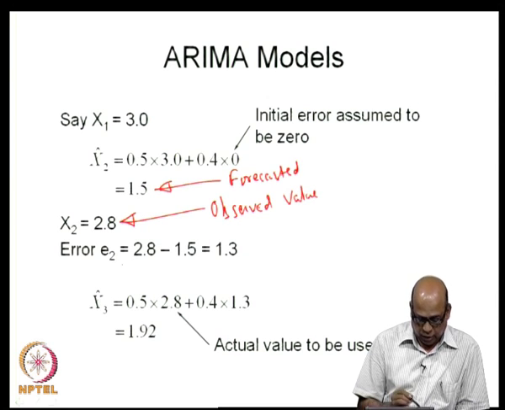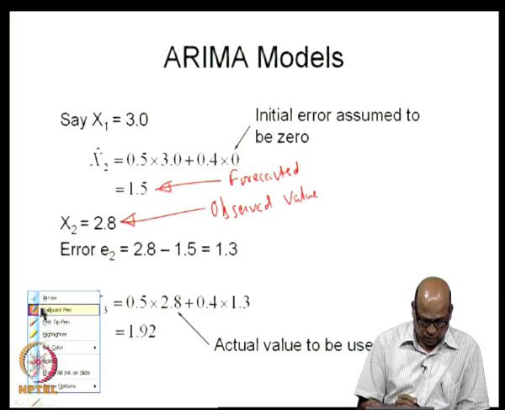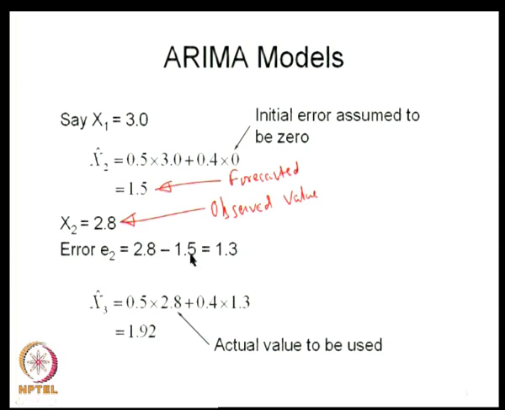So, we compute the error E 2 as observed minus the forecasted, which will be 1.3, and this is what goes into generating the next value. So, in forecasting the next value, x 3 cap, I write again as phi 1 x 2 plus theta 1 E 2, and E 2 is 1.3 here. Now, when we are doing x 2, remember you take the observed value. So, you take the actual observed value for forecasting the next one.